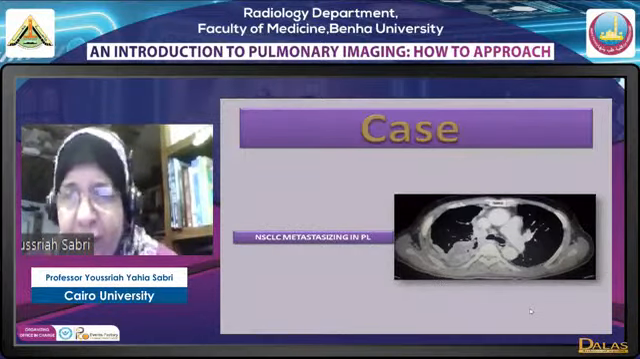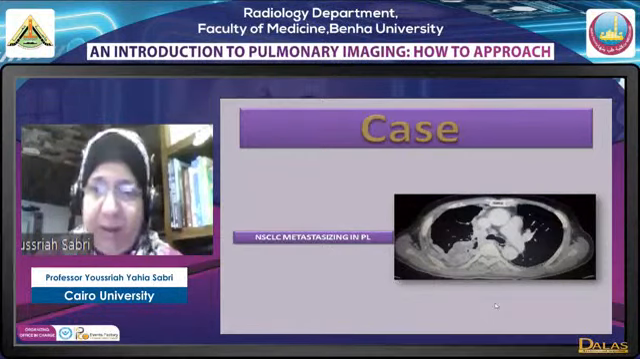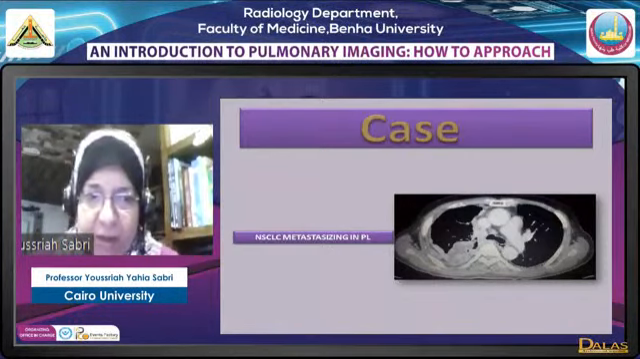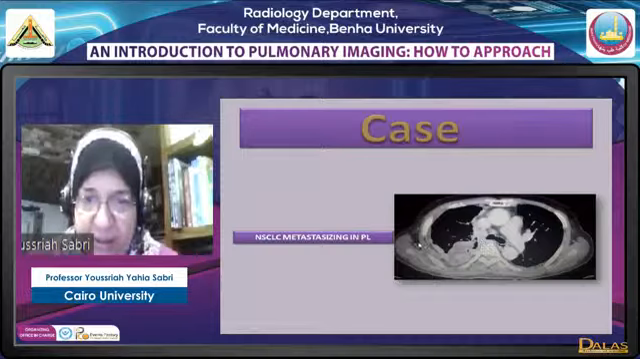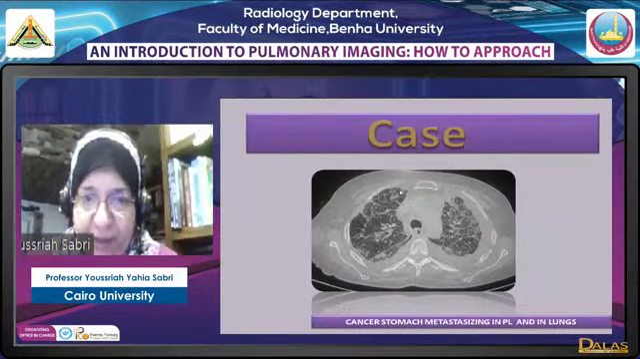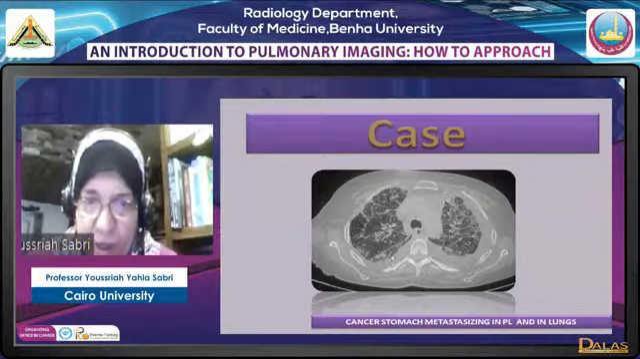And the differential diagnosis of such a thing is metastasis to the pleura. In this case, we have non-small cell lung cancer metastasizing to the pleura. We have pleural metastasis here. And in this case, as you can see, bilateral prominent interlobular septa. This was a case of cancer stomach with lymphangitis carcinomatosa and bilateral pleural metastasis.